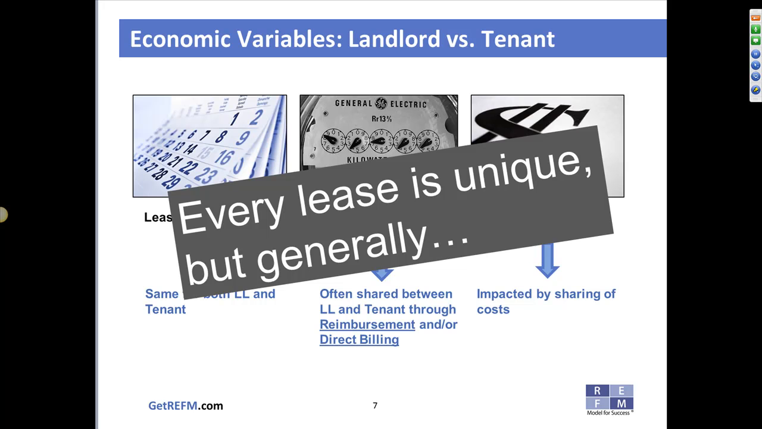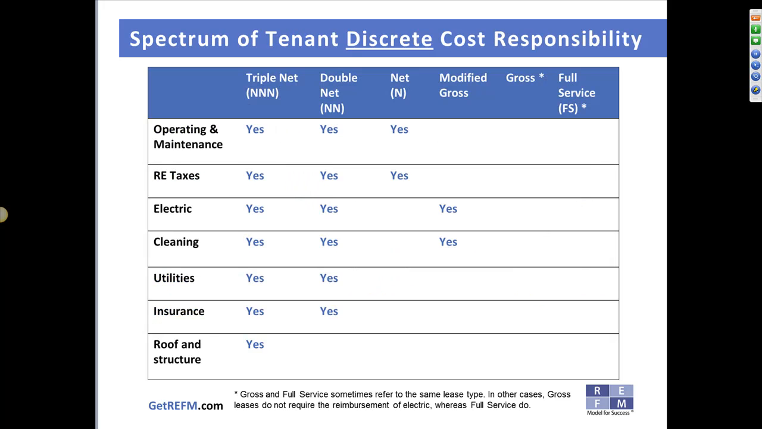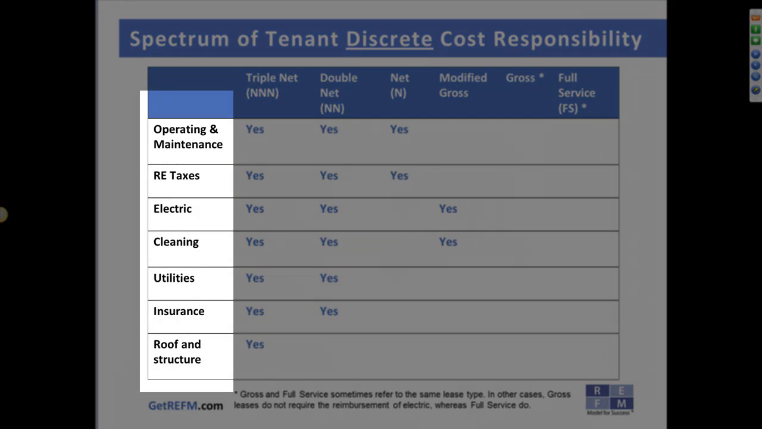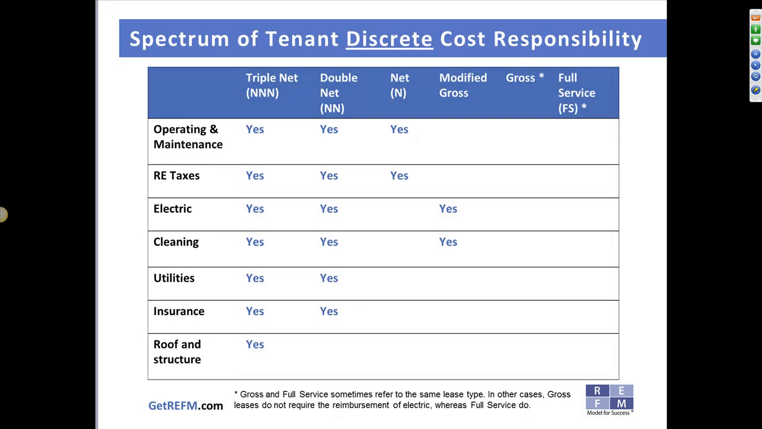But if we were to do some really broad brushstrokes, generally speaking, we could sketch out a spectrum of lease types broken out by the various names of the leases and show graphically, as we do here, the spectrum of the discrete cost responsibility to the tenant given the nature of that lease. Down the left-hand side here, we have a partial listing of expenses. Operating and maintenance naturally is an umbrella term, covers a whole lot of individual line items. And then we show some of those line items broken out specifically below. Real estate taxes are sometimes lumped in with operating and maintenance. Other times they are categorized and treated separately. Electric, cleaning, utilities, insurance, and then roof and structure.